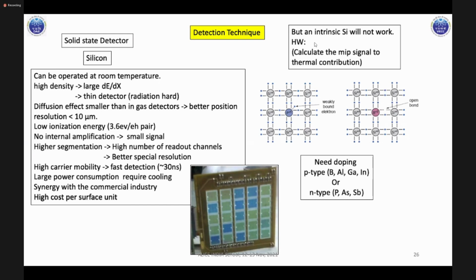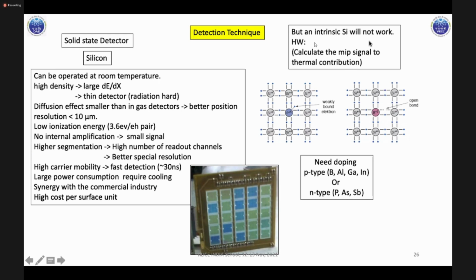In case of a gas detector, this doesn't happen. In case of a solid state detector, it does. So you need to cool these detectors from the outside to make them work reasonably well. And one disadvantage for the silicon detector compared to a gas detector is its cost is a little bit high compared to a gas detector.